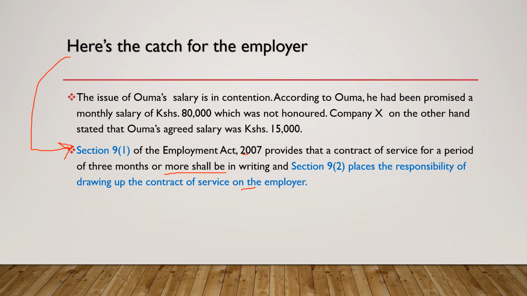So with reference to the previous discussion we just had, the responsibility was upon company X to actually reduce the oral contract it had with Ouma to writing, meaning that a company cannot hire you for over 3 months. You agree on something, and then the company goes ahead to deny whatever you agreed upon, and the company never actually gave you a contract. Yet the law places the responsibility on the employer to actually draft a written contract. The oral agreement Ouma had with company X was supposed to be reduced into writing by company X within the meaning of section 9 of the Employment Act of Kenya.